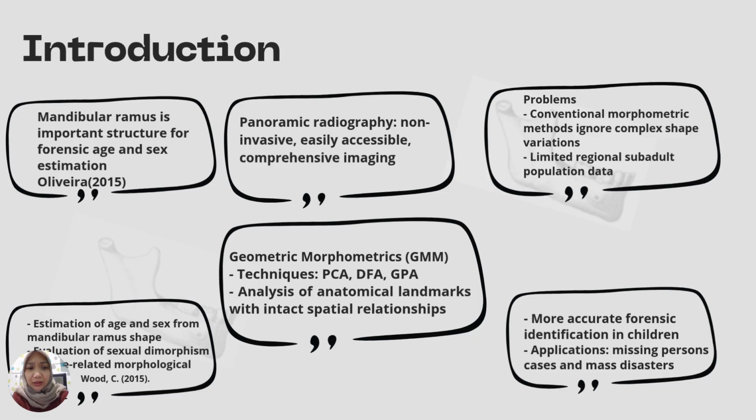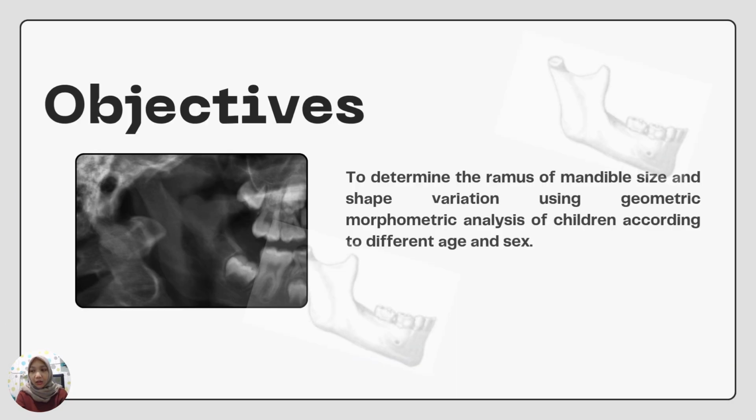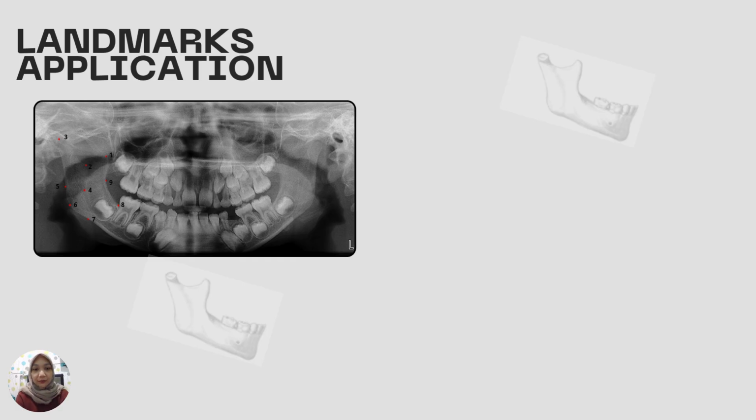It uses techniques such as PCA, DFA, and GPA for analysis of anatomical landmarks, especially spatial relationships, for more accurate forensic identification in children. Its applications are missing person cases and mass disasters. The objective is to determine the variation of mandibular size and shape using geometric morphometric analysis of children according to different age and sex.